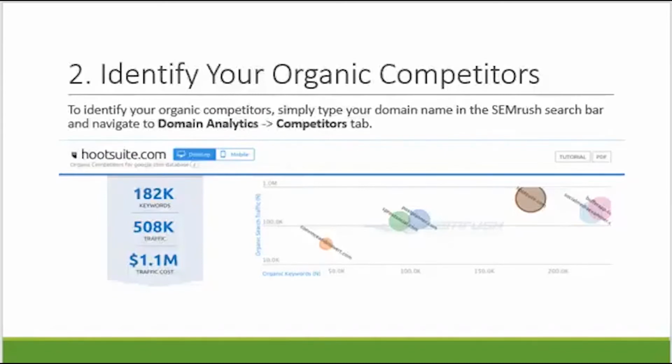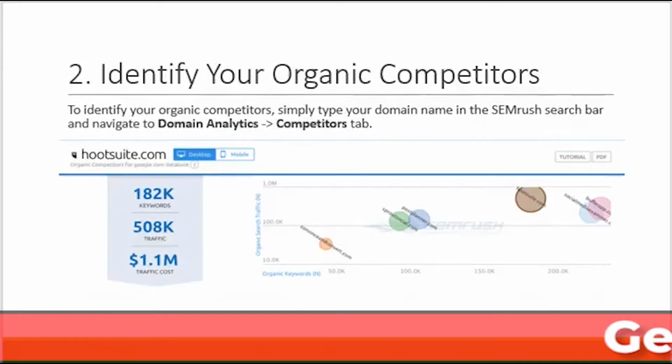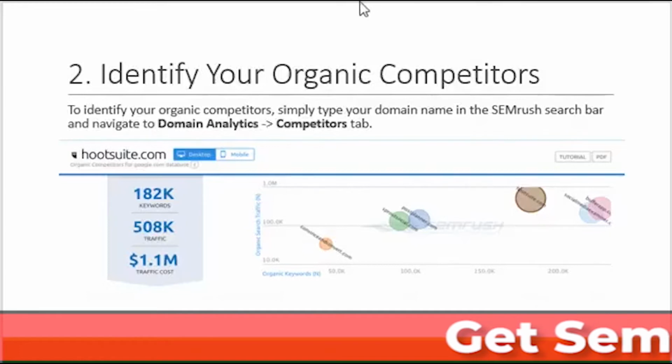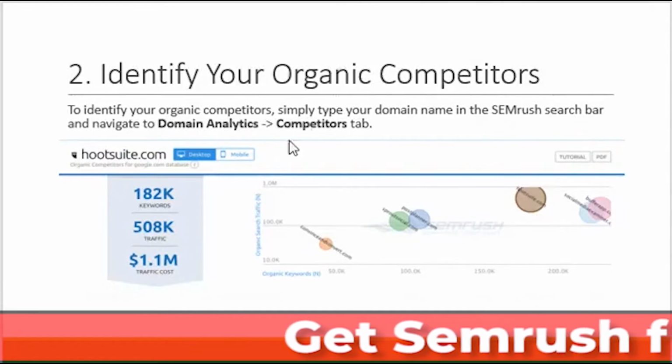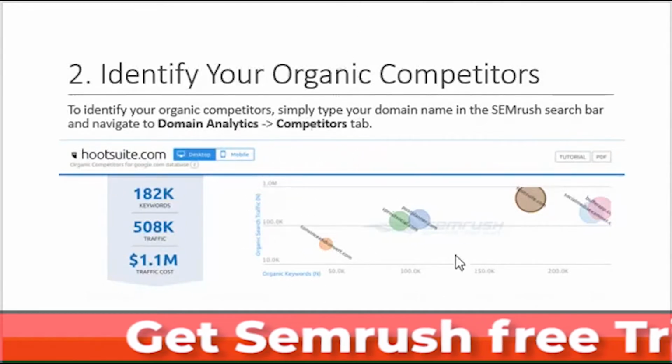Now this is where it really starts getting helpful. You can identify your organic competitors. It's one of the chief elements involved in dominating search results. The aim here is to understand what your competitors are doing, and then you do it even better. To identify your organic competitor, simply type your domain name in the SEMRush search bar and then navigate to domain analytics / competitors, okay? And then this is the screen that will come up.